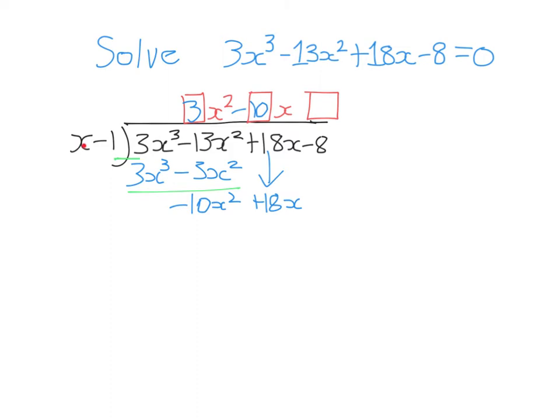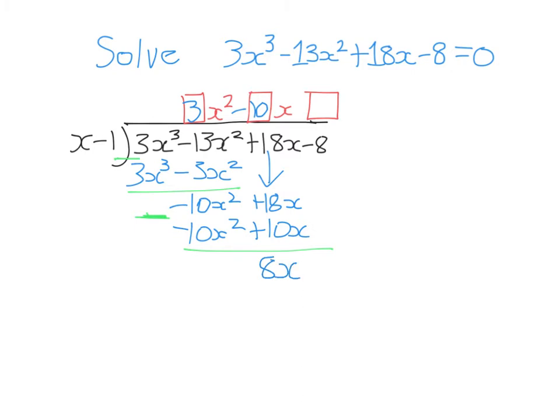So minus 10x times x is minus 10x squared. And then I go minus 10x times minus 1 gives me positive 10x. So what I do now is subtract to find the remainder. So minus 10x squared, subtract negative 10x squared, that's 0. They cancel out. But 18x minus 10x, that gives me positive 8x.